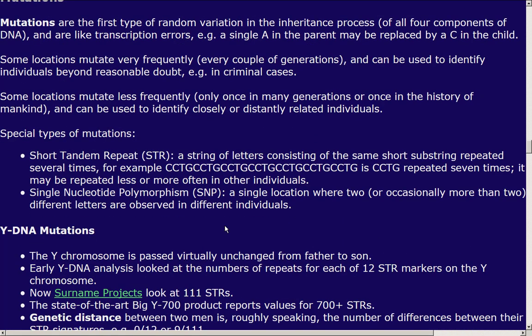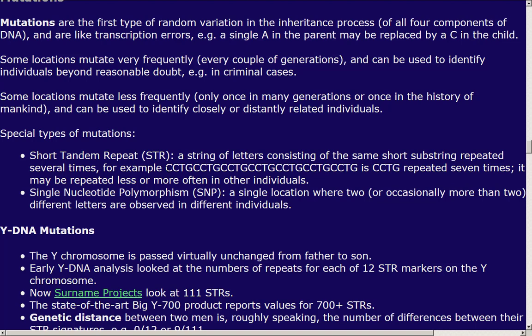So I'm just going to say a little bit about the types of mutations that happen, because this is important when we're looking at the Y chromosome. A mutation is like a transcription error. Your parent might have an A, and for some reason, instead of getting the A from the parent, it mutates into a G when you're born, or a C, as I said in that example.